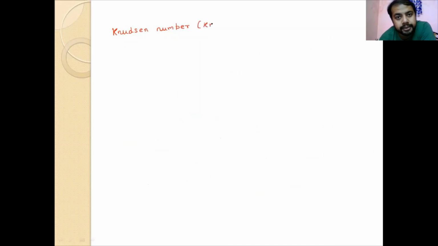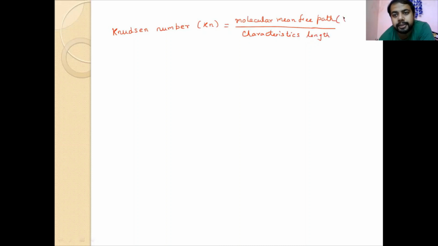The Knudsen number is a non-dimensional number. It is defined as the molecular mean free path divided by the characteristic length. The molecular mean free path is considered as lambda, and the characteristic length as L. So the Knudsen number is equal to lambda by L.